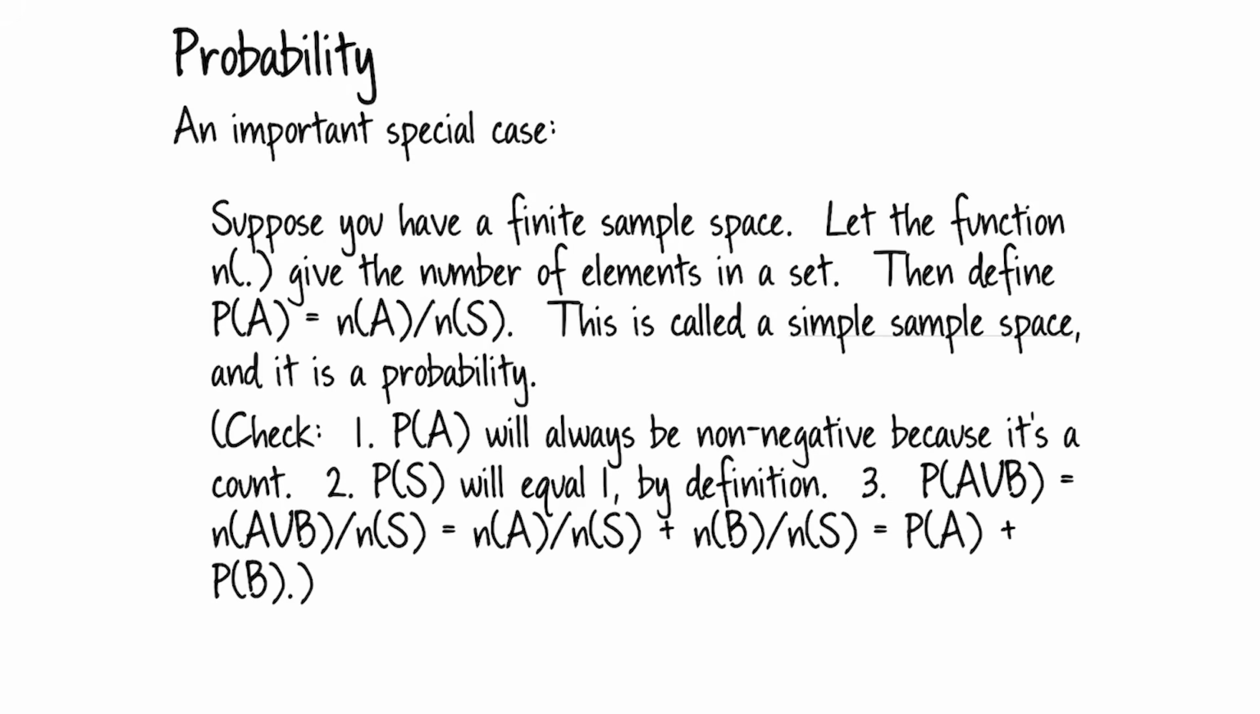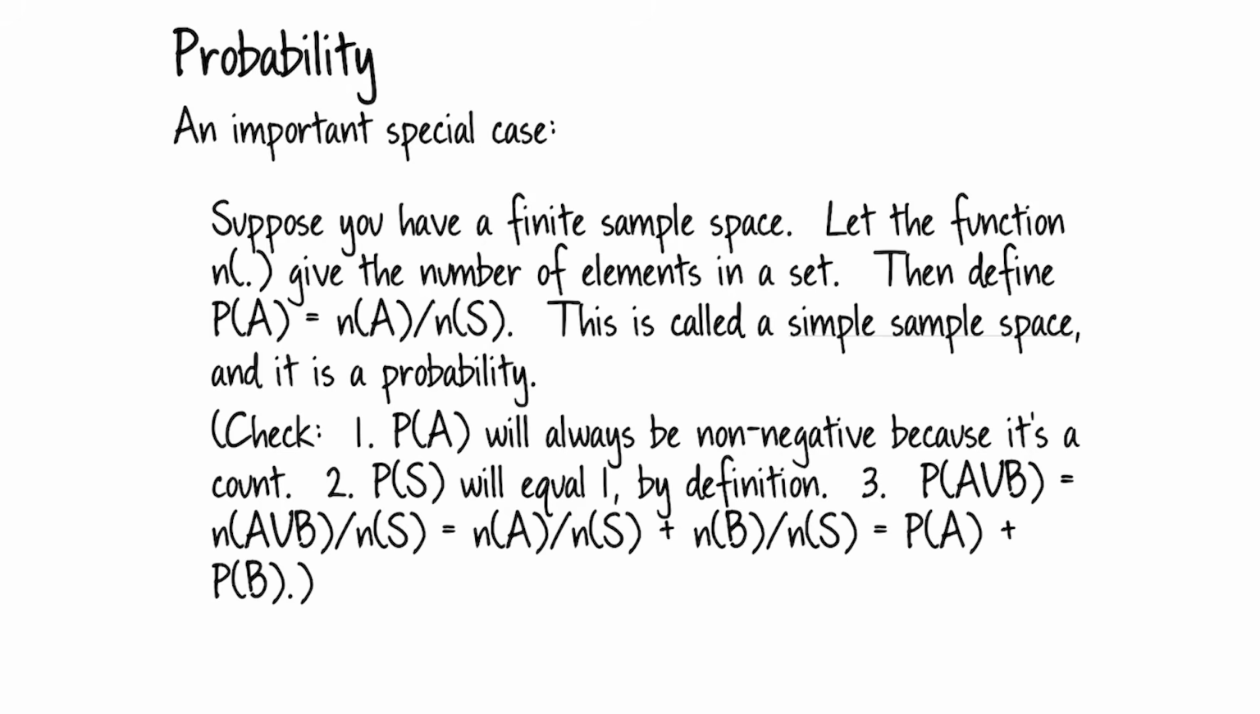Axiom 2, the probability of the whole sample space is going to equal 1. That's essentially by definition, right? Because we're just counting, we've defined p of A as n of A over n of S. So p of S is equal to n of S over n of S. So we're fine with axiom 2.